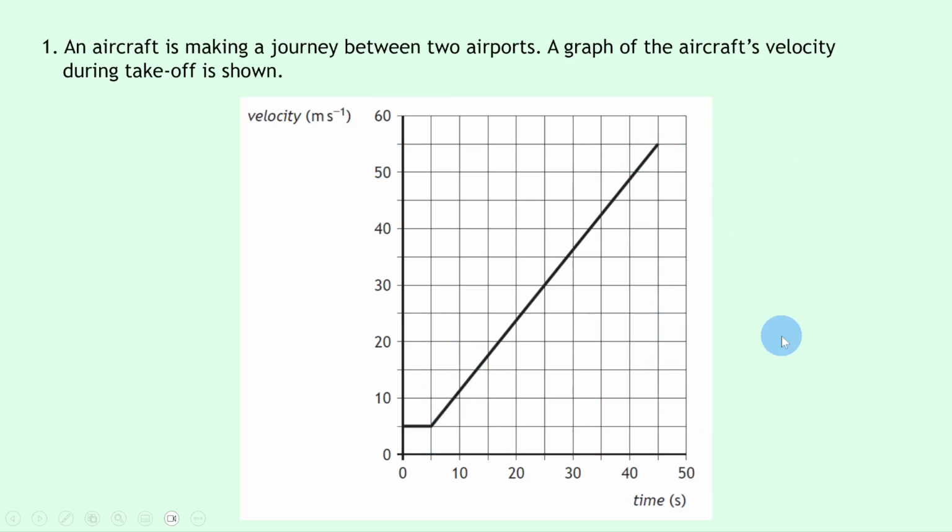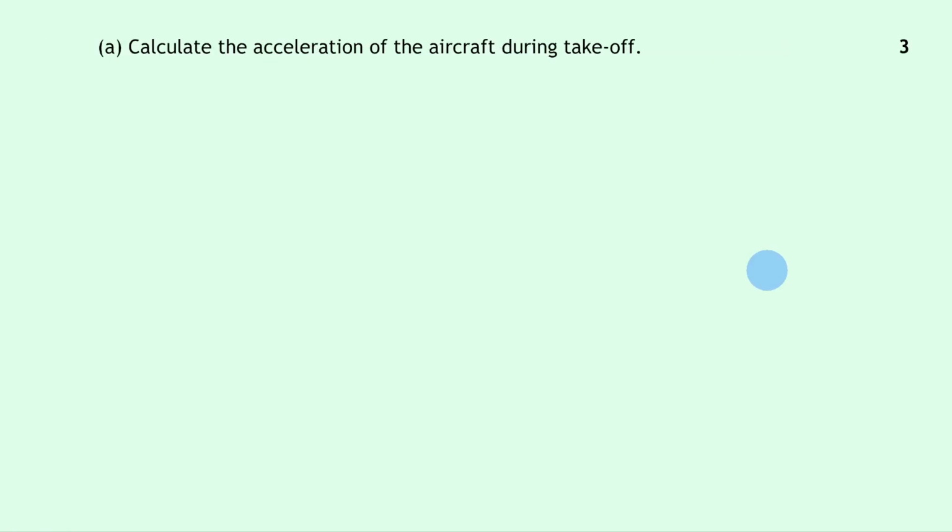So to calculate the acceleration, we're going to use the equation a equals v minus u over t, where the time is the time difference to go from 5 to 45 seconds, so that's going to be 40 seconds, just doing the 45 minus the 5. So our time is 40 seconds. Our initial velocity, you'll see, is actually 5 meters per second, and then our final velocity v is 55 meters per second.